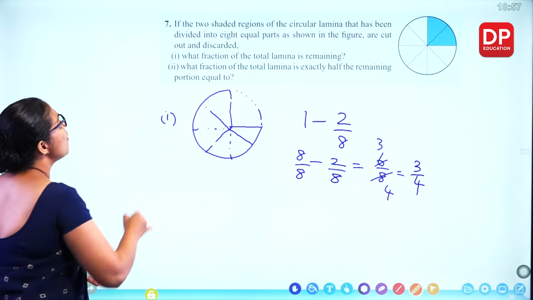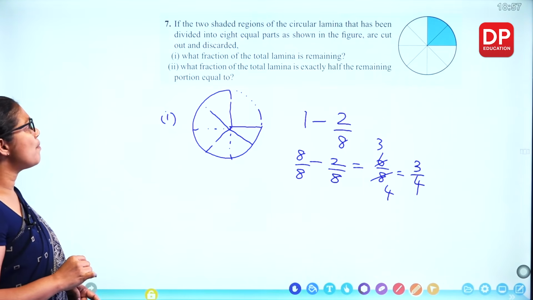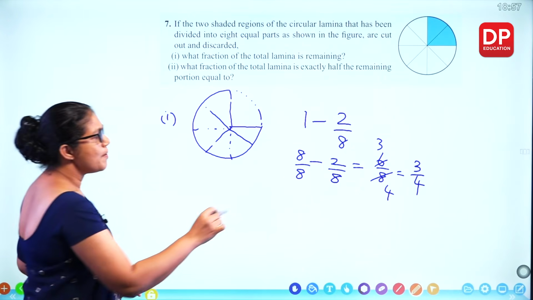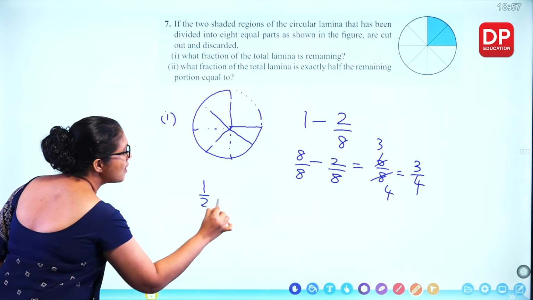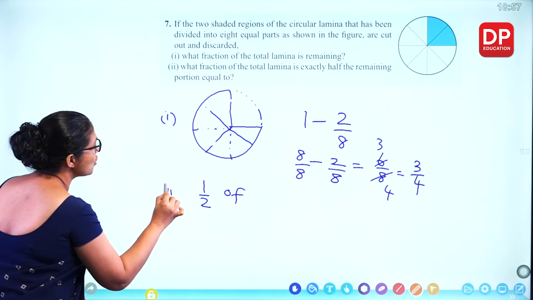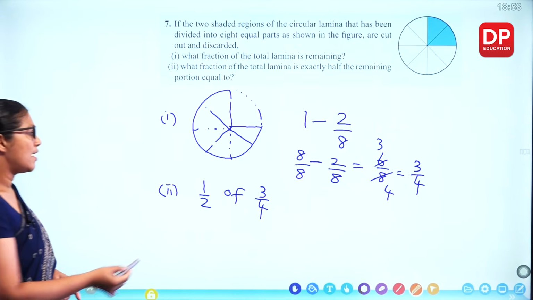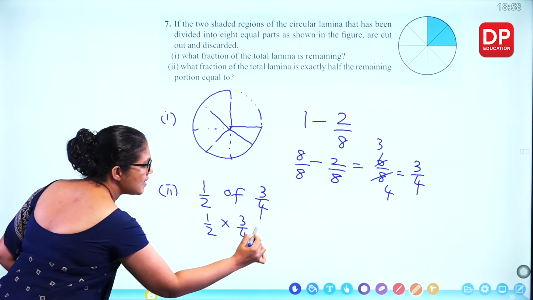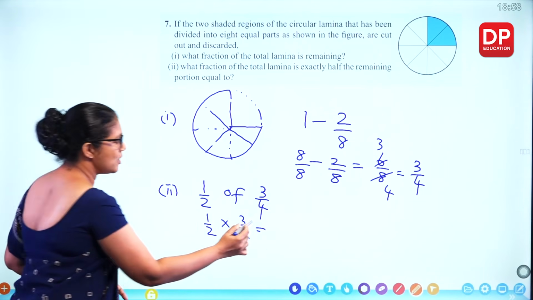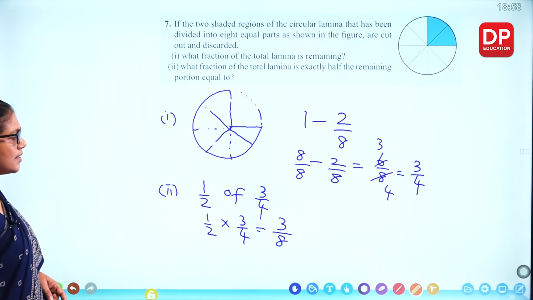So that's the first part. What fraction of the total lamina is exactly half the remaining portion equal to? So the remaining portion is 3/4. So you are asking half of the remaining portion. So half of 3/4. In maths, I told you 'of' means multiplication. So half into 3/4: multiply the numerators separately and the denominators separately, because you can't simplify further. So the answer is 3/8.